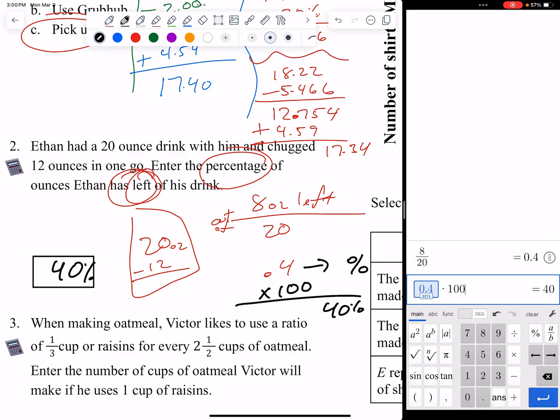And that should make sense, right? Because I told you earlier, 12 was more than half. So if he drank more than half, he should have less than half, right? Less than half, 40% left over.